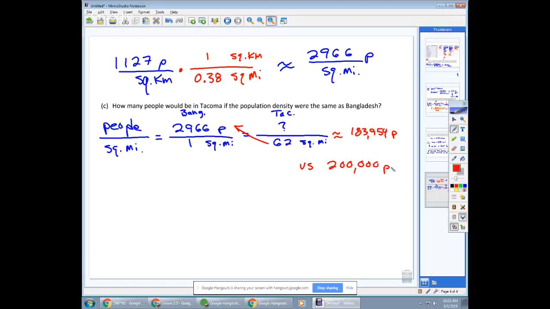What can we say about the population density of Bangladesh versus the population density of Tacoma? Are they very different or similar? Very different. Why? Well, one's a larger number. Which one? Yeah, so this is the actual Tacoma. This is if Tacoma were Bangladesh. Is 180,000 much different than 200,000, or are they kind of in the same ballpark? Yeah, they're in the same ballpark. So it turns out Bangladesh is about as dense as Tacoma. Neither are as dense as New York.